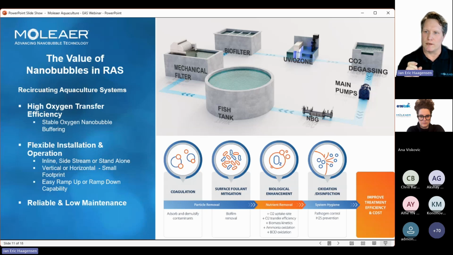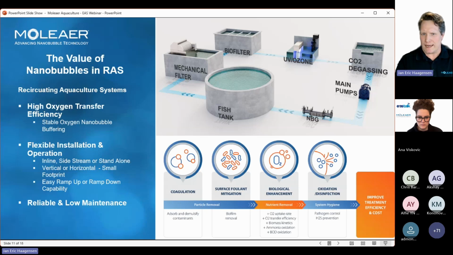And very importantly, our equipment has a very easy ramp up and ramp down capability, meaning that if you turn off, for example, a cone versus our nanobubble generator, the nanobubble generator will start up again and have the same efficiency immediately. And you have a very, very good ability to tune it according to need. And it's reliable and has low maintenance.